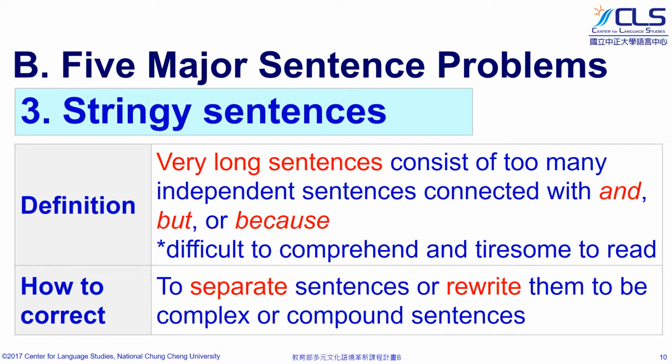Third, stringy sentences are very long sentences, consisting of 2 or more independent sentences joined by the connectors and, but, or because, and it's difficult to comprehend and tiresome to read. We can separate the sentences or rewrite them to be complex or compound sentences.